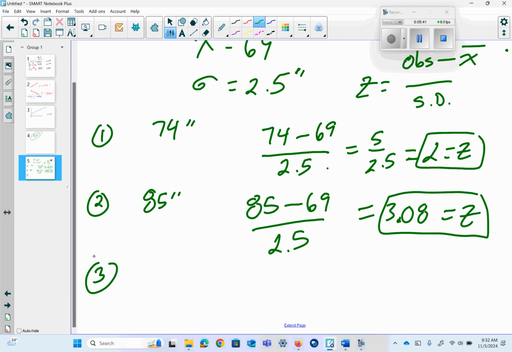Number 3 says Martin Scorsese is 63 inches tall. So we want to know. So this is going to be a negative z value because he's below the mean.